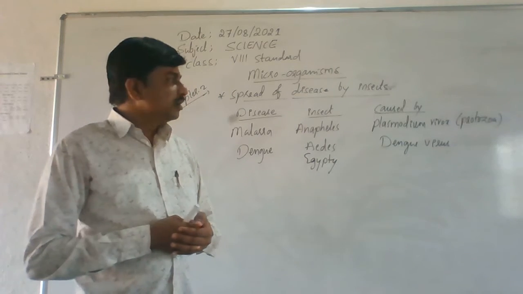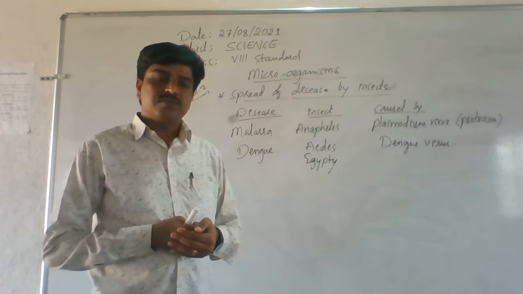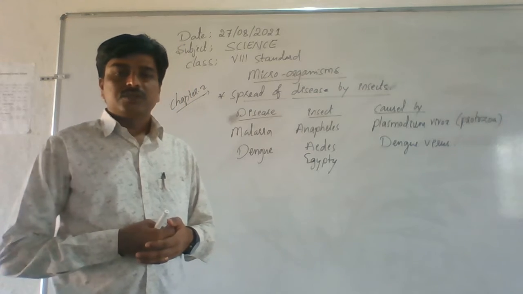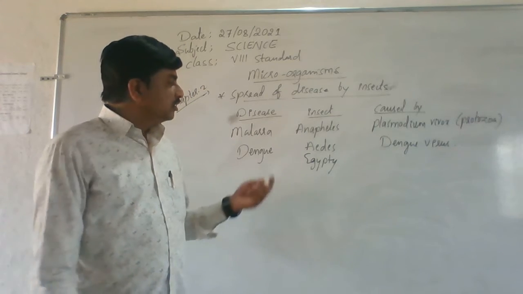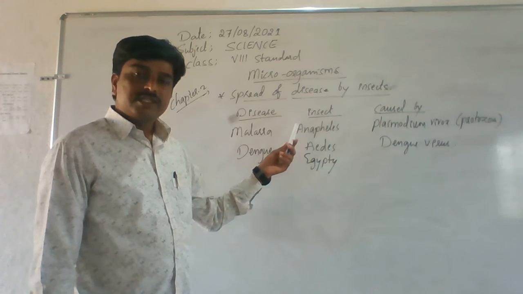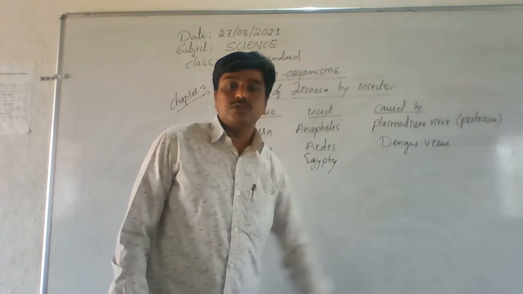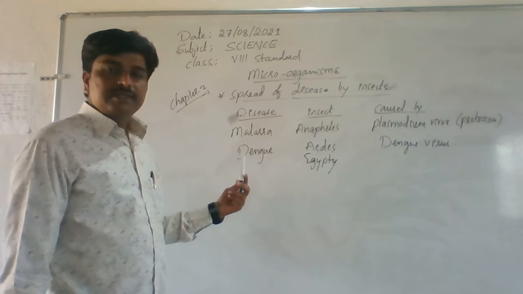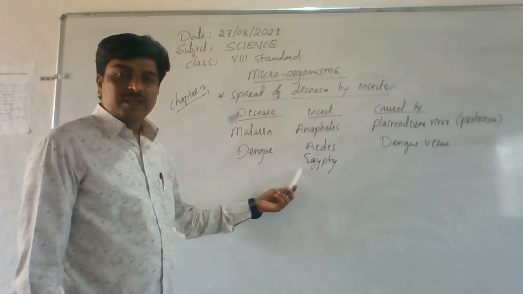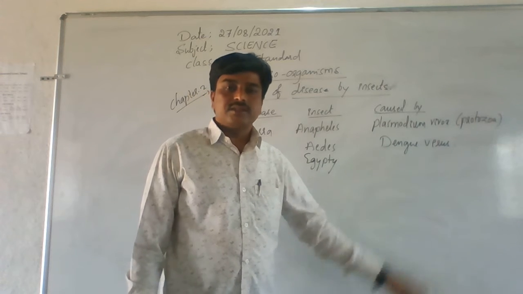Understand? Here these insects also spread the disease from one living organism to another. So here I am giving two examples. The first one is malaria disease. It is spread by the female Anopheles mosquito, and caused by Plasmodium vivax, which is a protozoa. And the second disease is dengue disease. It is spread by the insect Aedes aegypti, and caused by dengue virus.